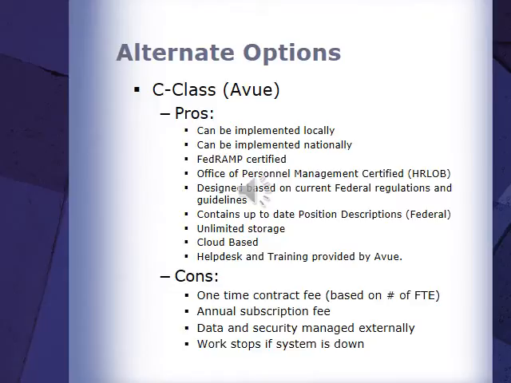The cons are that it has a one-time contract fee, which is based on the number of FTE, and with the size of our organization, that initial fee is substantial compared to the cost of Leaf. Also, there's an annual subscription fee, and we also would not be the owners or the stewards of the data and security, which putting that in someone else's hands is concerning. Work stops if the system is down or the servers are down at Avu. So thus again, we don't have the ability to access that data so that we can manually process the information.